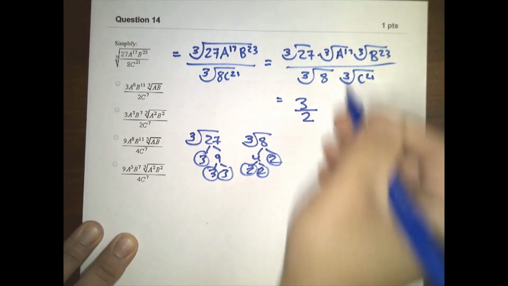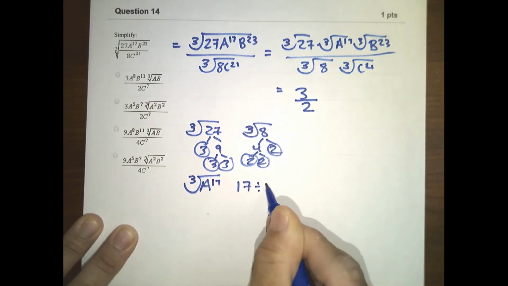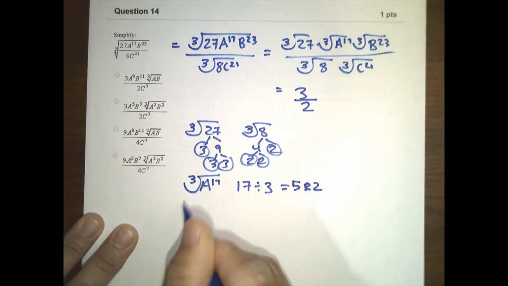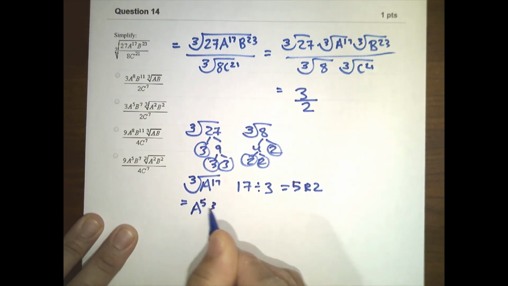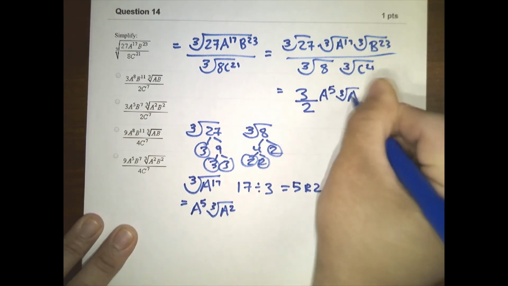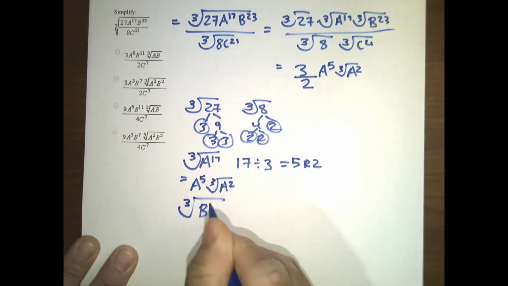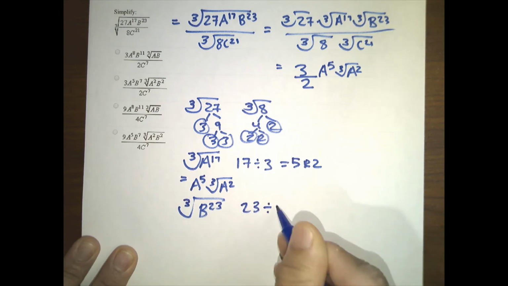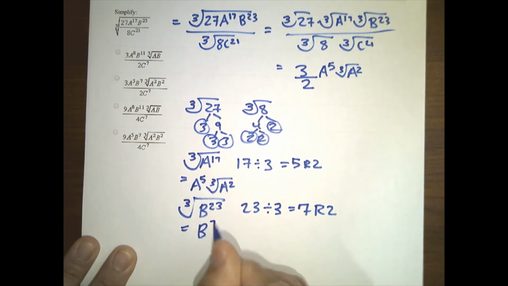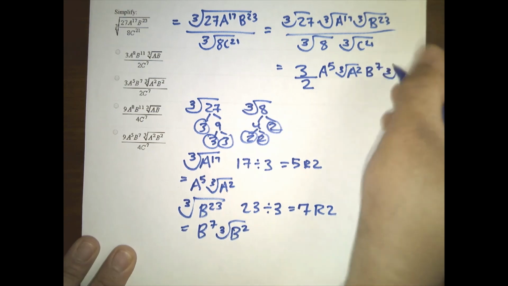All right, then we have the cube root of a to the 17th. Remember, I divide the exponent by 3, so that will be a 5 with a remainder of 2. So this is a to the 5th cube root of a squared. Then I have the cube root of b to the 23rd. I divide the exponent by 3, so 23 divided by 3 is 7 with a remainder of 2. So it's b to the 7th cube root of b to the 2nd.